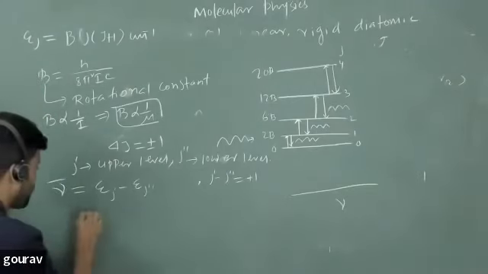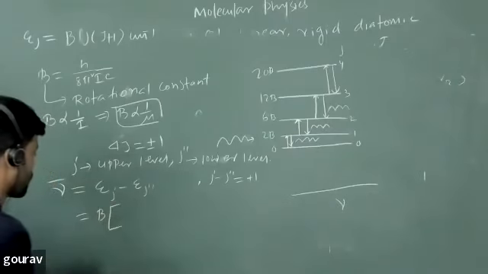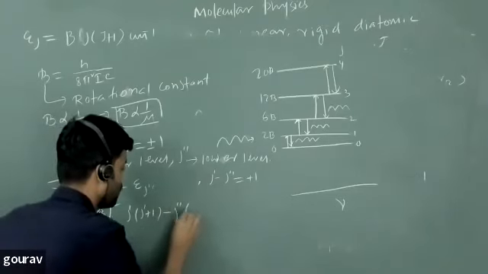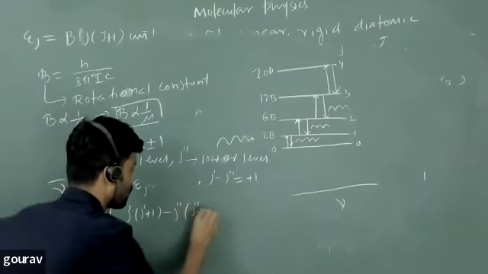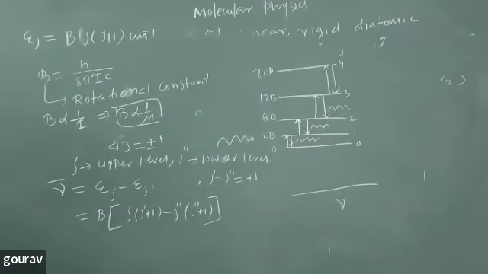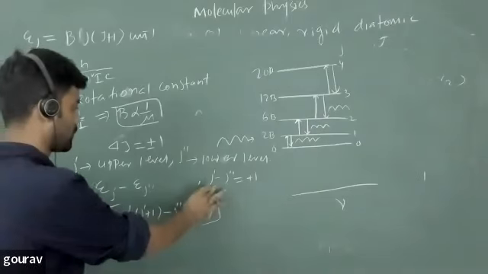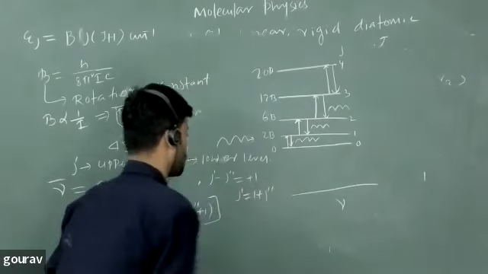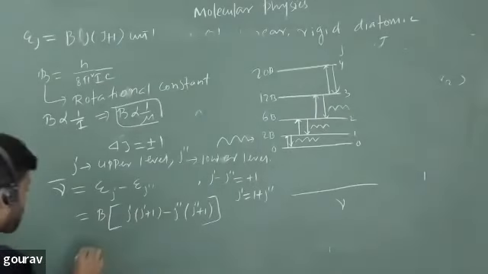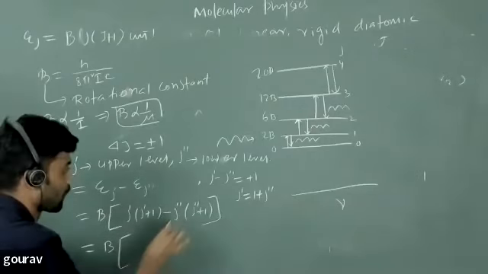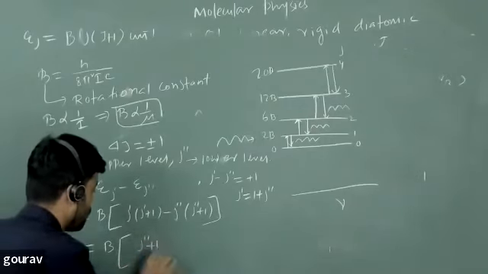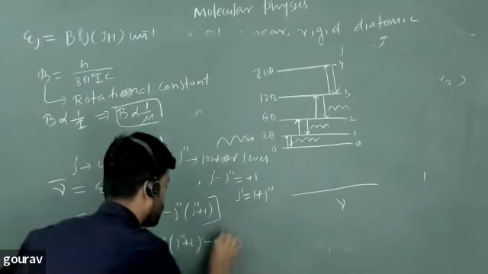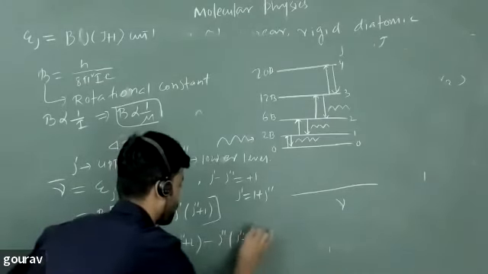Now we'll substitute that epsilon J. So B will be common: J prime into J prime plus 1 minus J double prime into J double prime plus 1. Okay. Now in place of J prime, I will write J prime equals 1 plus J double prime. So if you substitute it here, you'll get B into J double prime plus 1 into J double prime plus 2 minus J double prime into J double prime plus 1.